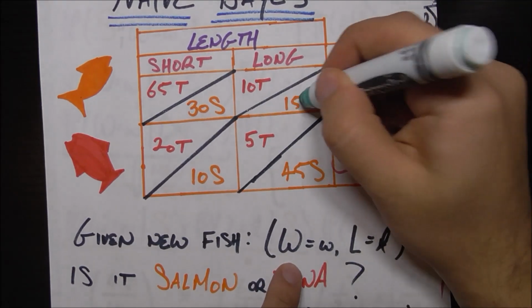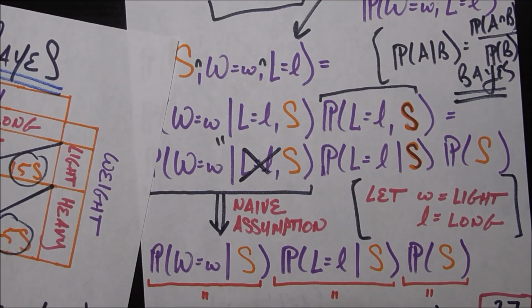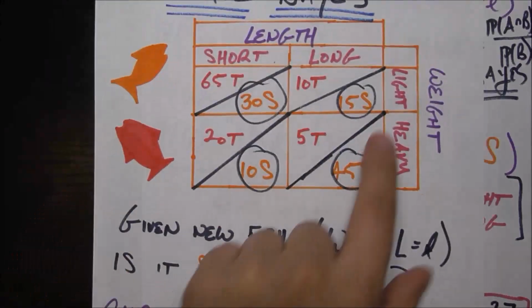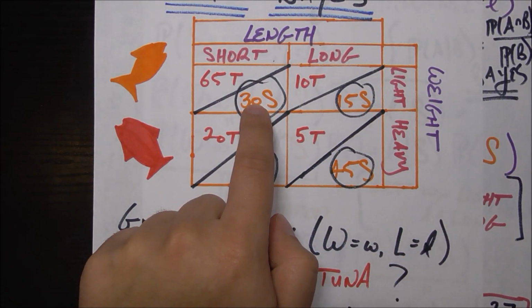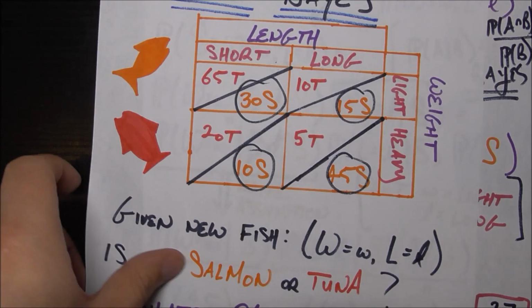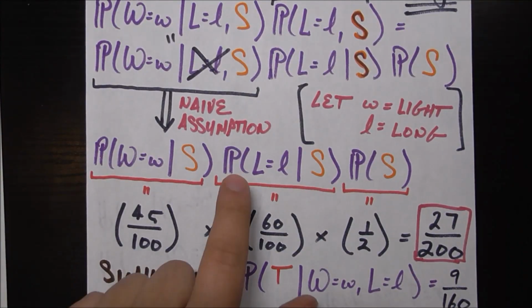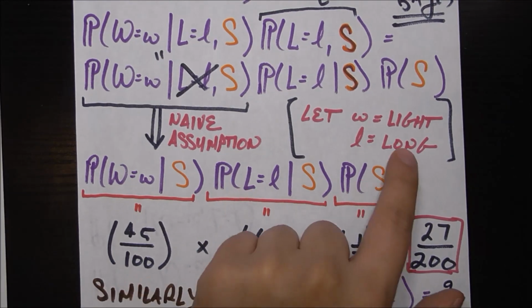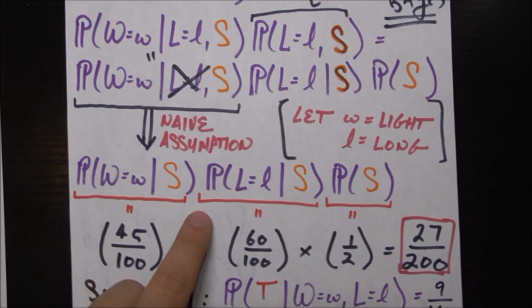If I know it's a salmon, so I only care about the salmon for this part of the question, then what's the probability that it is light? If I look in my light row, I see there's 15 salmon here, 30 salmon here, so there's 45 salmon, and there's 100 salmon overall. So that's just 45 over 100. In the same way, the probability that the length is equal to long, given it's a salmon, is 60 over 100, using the same kind of logic.